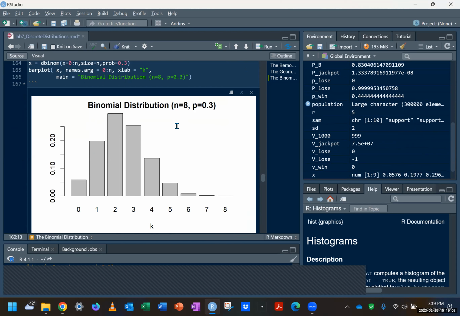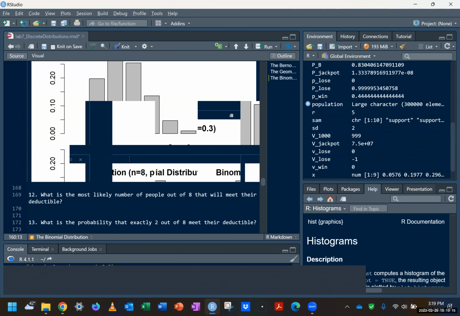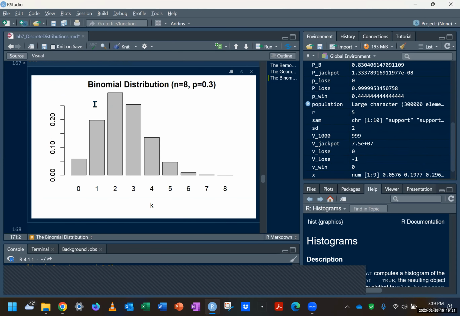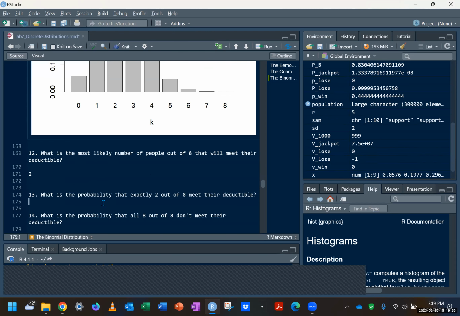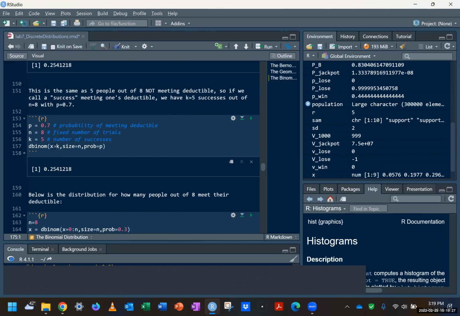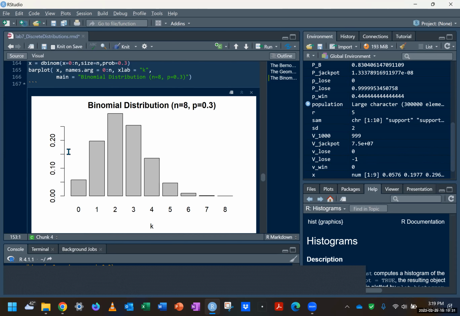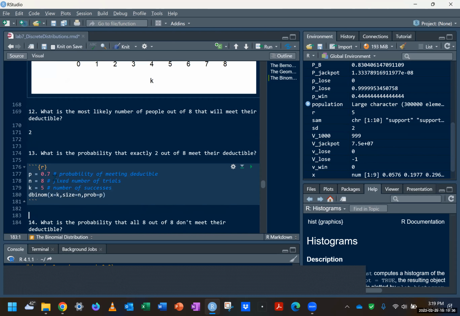It's kind of interesting. So your next problem says, what's the most likely number of people we're going to meet in this situation? It looks like the most likely is 2. It's the highest probability if we plot them all. And so what's the probability of getting exactly 2 out of 8? Well, to make it kind of easy on me, I'm just going to copy this code. This is really one way to do a lot of statistics, is know what code you're using and make sure you put in the right numbers.